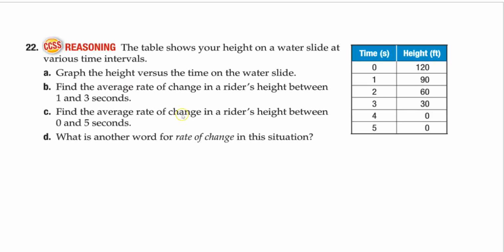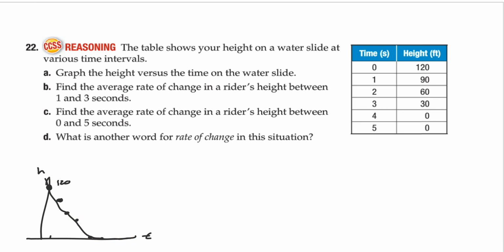Last thing we're doing. The table shows your height at a water slide at various time intervals. Graph the height versus time on the water slide. Let's do that real quick. Right, so this is time, and this is height. At 0 I'm at 120. I'm just going to give a rough estimate. That's 120. At 1 second I'm at 90, it's like around there. At 2 seconds I'm at 60. At 3 I'm at 30. Then I'm at 0. So it goes kind of like this. That's a terrible graph, but that's the idea.